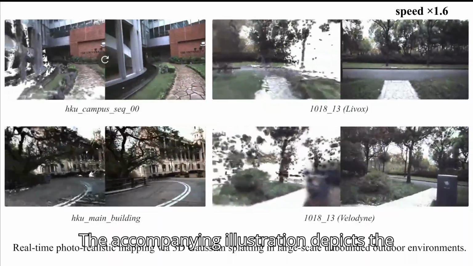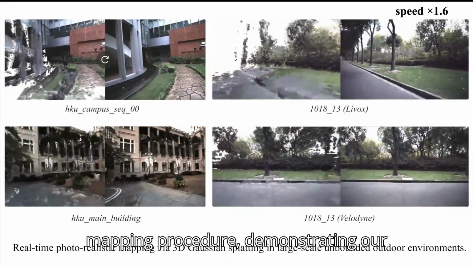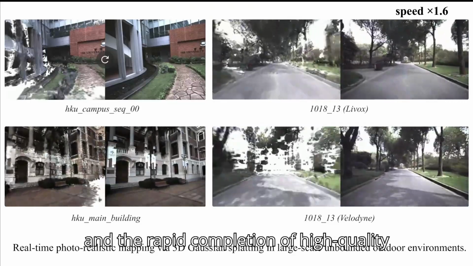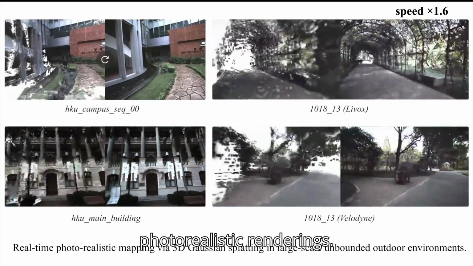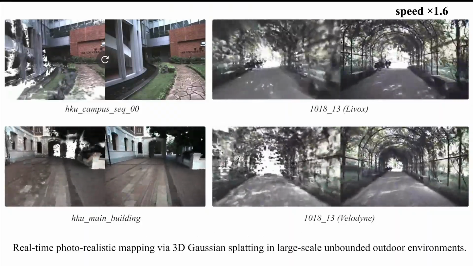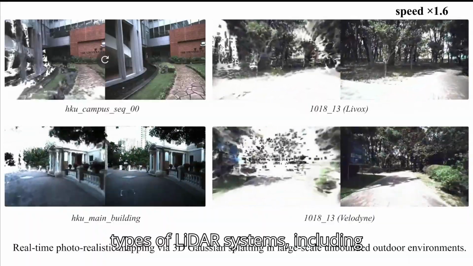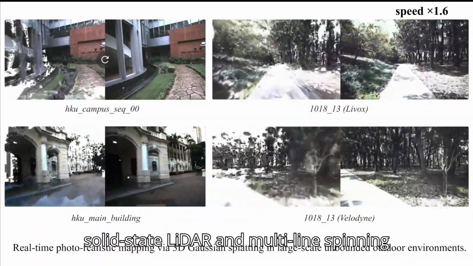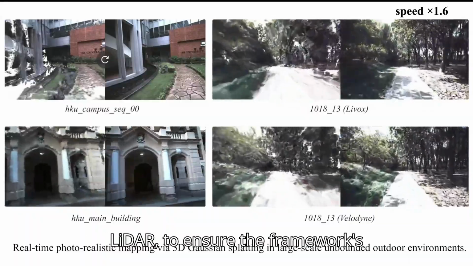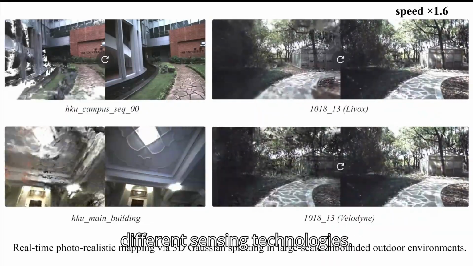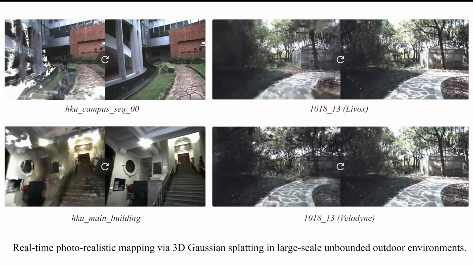The accompanying illustration depicts the mapping procedure, demonstrating our capability for real-time map expansion and the rapid completion of high-quality photorealistic renderings. Furthermore, we have evaluated various types of LiDAR systems, including solid-state LiDAR and multi-line spinning LiDAR, to ensure the framework's versatility and effectiveness across different sensing technologies.